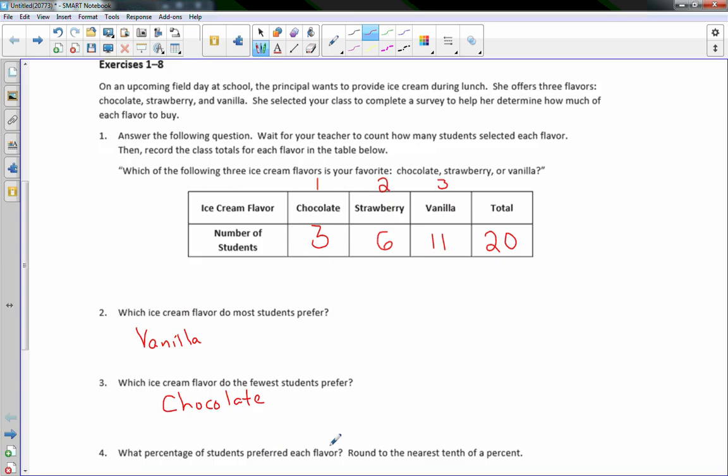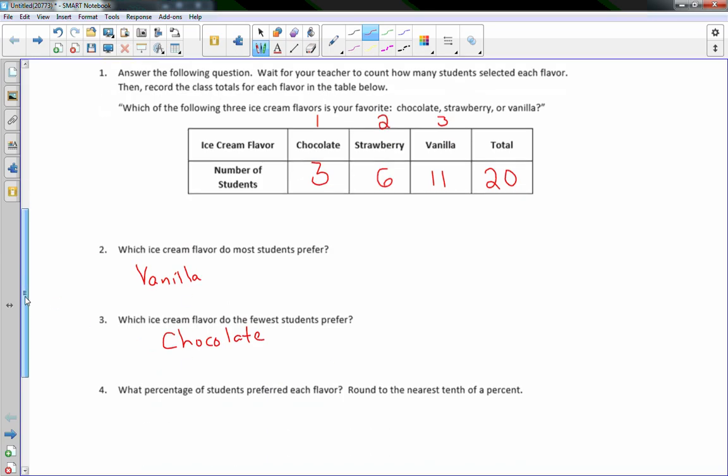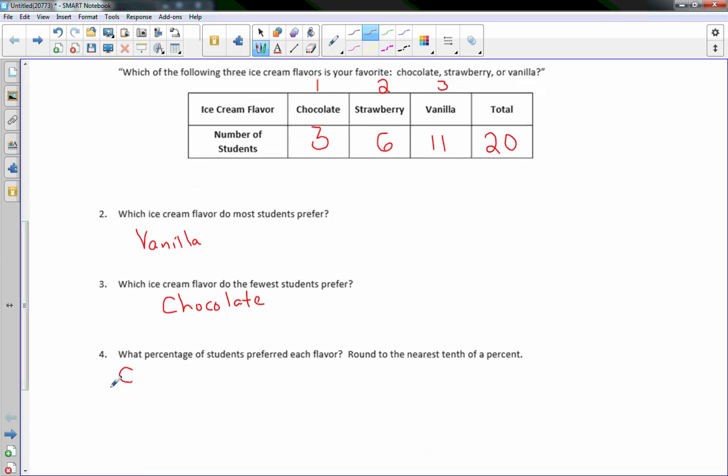What percentage of students preferred each flavor? Okay, so I'm going to do chocolate, I'm going to do strawberry, and I'm going to figure out how many chose vanilla. Well, in order to find a percentage, you take the total number chosen for chocolate. How many chose chocolate over the total? So 3 out of 20 like chocolate.